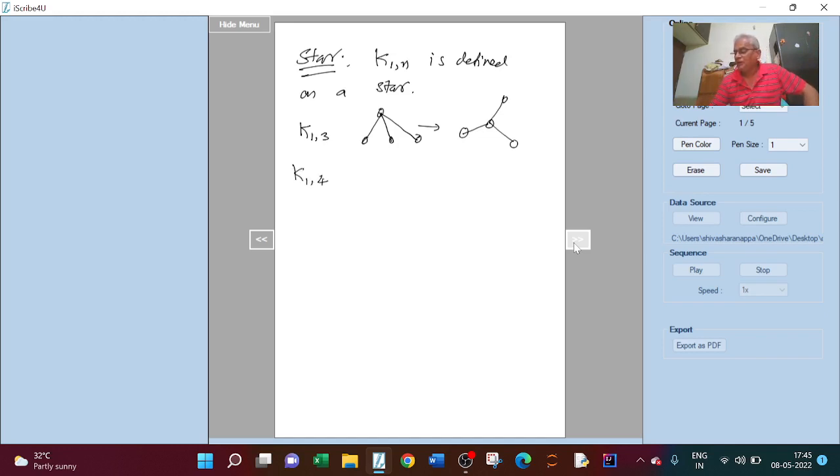Similarly, K14 is nothing but 1, 2, 3, 4. Or we write 1, 2, 3, 4. This is our K14. So in general, we can define star graph. Here V1 consisting of one vertex and V2 consisting of n vertices, then we say that it is K1n. This is defined as a star graph. Every star is nothing but a bipartite graph. But every bipartite graph need not be a star. Okay. And we have some graphs here.